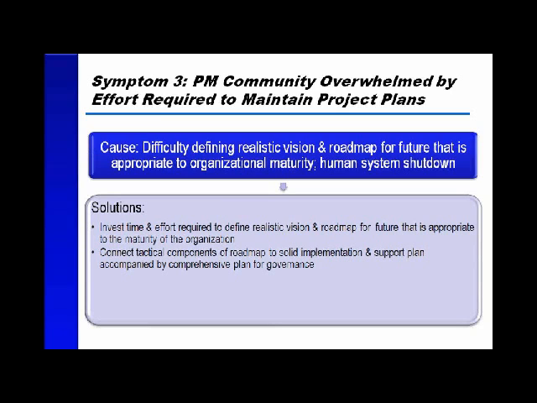The other solution is, when there is a good tactical plan that really has a realistic recognition of the maturity of the organization and really has a solid roadmap in place, that there's a real connection between the tactical components of the roadmap to an implementation and support plan. And you'll see when I get into the details, I'll talk about column 1, column 2, and column 3. In this particular solution here, it's talking about the connection of column 1, or the upfront assessment, to column 3, which is the governance and adoption processes.